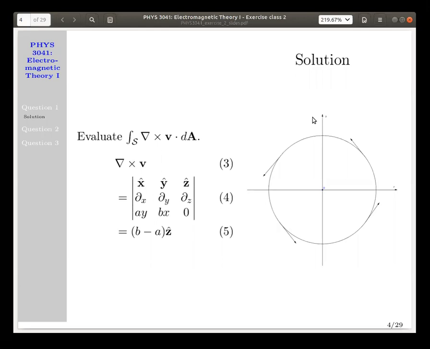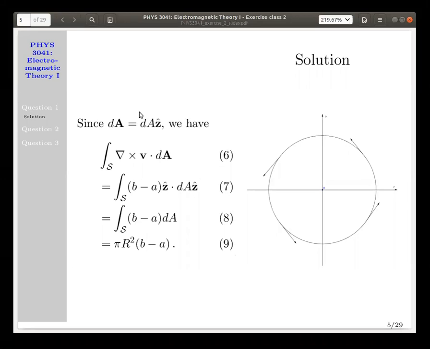First we compute the curl of this vector field. You write down the matrix, and then you compute the determinant by following the rules. The x component gives you ∂y 0 minus ∂z bx, which is 0. The y component is ∂z ay minus ∂x 0, which is also 0. For the z component, it is ∂x bx minus ∂y ay, which is b minus a. So the curl is just (b minus a) z hat.